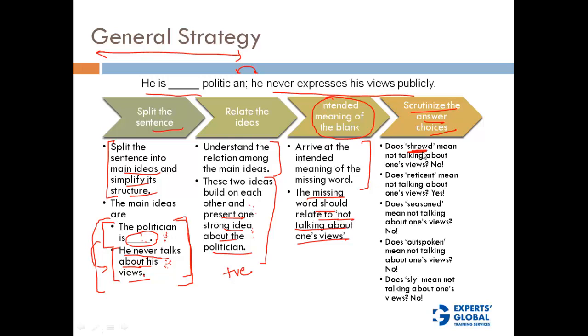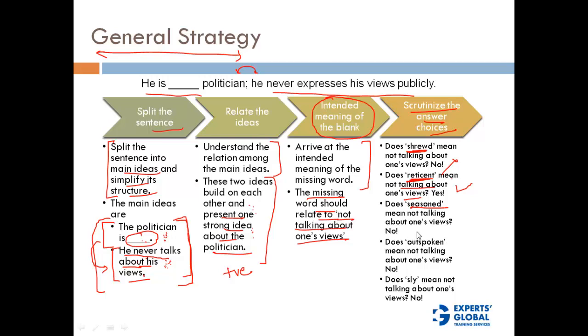First is shrewd. Does shrewd mean not talking about ideas? No. Reticent. Reticent by definition means not talking too much. So reticent, does it mean not talking about ideas? Yes, it does. Seasoned, seasoned means experienced.